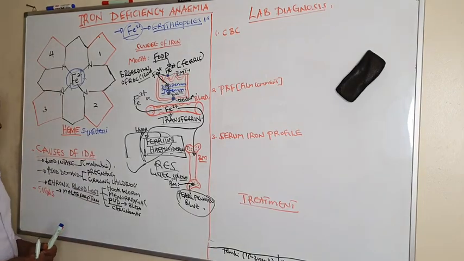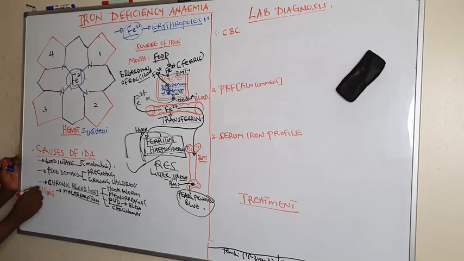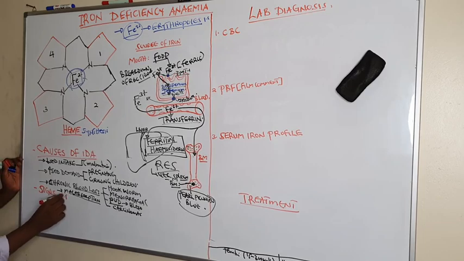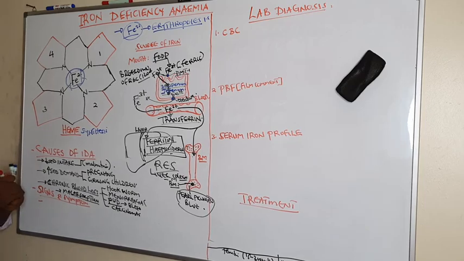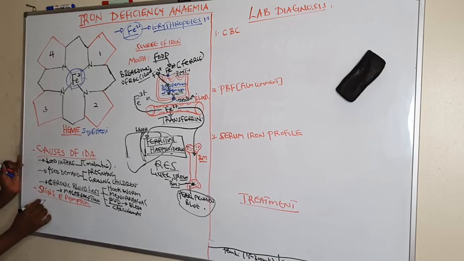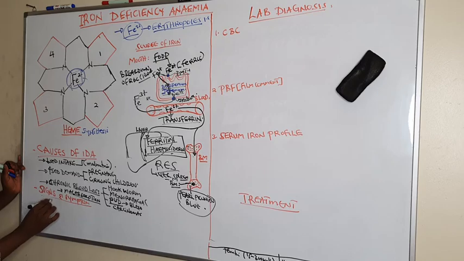And among the signs and symptoms of people with iron deficiency, the first thing is they have shortness of breath. There are those which are common, that is general signs, like shortness of breath.